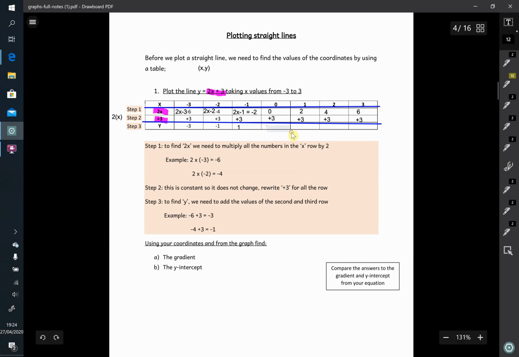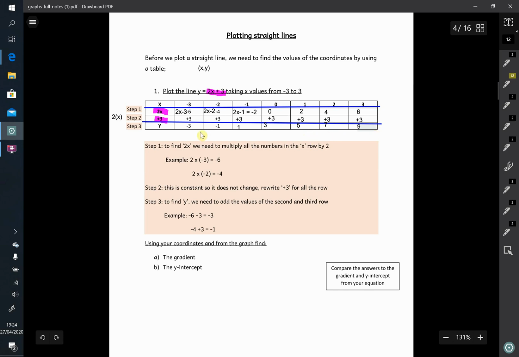0 plus 3, 3. Wait, I want to do it more in the box. Sorry guys, bear with me. Okay, better. 3. 2 plus 3, 5. I'm still getting the hang of this. 4 plus 3, 7. And 6 plus 3, 9.